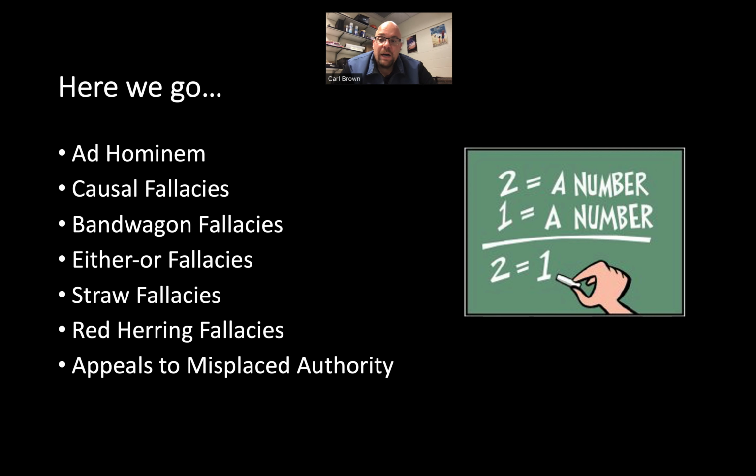And the reason why is twofold, really. One, we need to be on the lookout for these in clients' arguments or in their speeches so that we can identify them and have them removed. We want to make sure that our clients aren't using fallacious arguments because it's weak.